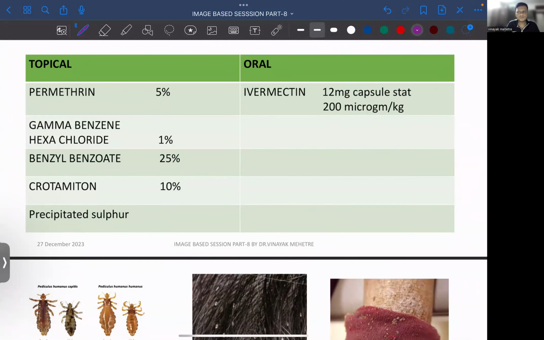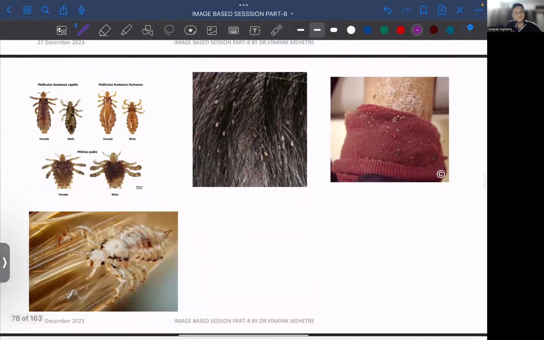क्या देते हैं हम? Topically permethrin, and ivermectin. But now these drugs are contraindicated in pregnancy. We cannot give this. So which drug should be given in pregnancy? Pregnancy में scabies हो गया. What will we give? The name is precipitated sulfur. We will give precipitated sulfur.